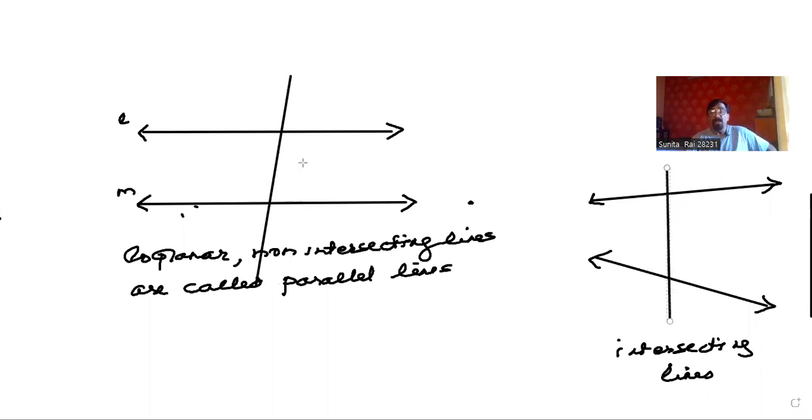When a transversal intersects parallel lines or intersecting lines, remember children, two pairs of alternate angles are formed, four pairs of corresponding angles are formed, and two pairs of interior angles are formed. You should know this. Are you getting me? Whether parallel lines or intersecting lines.